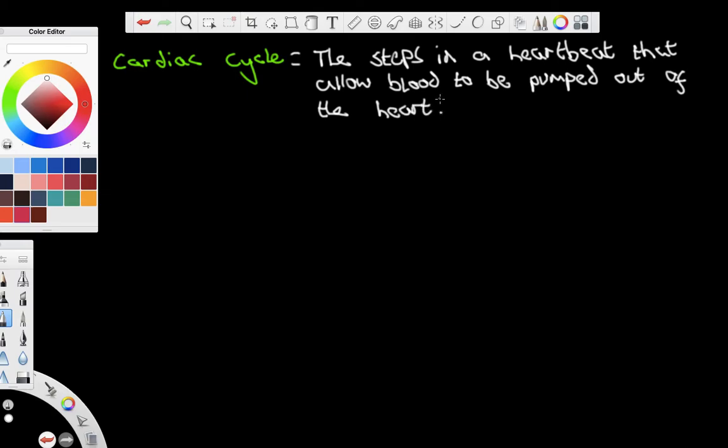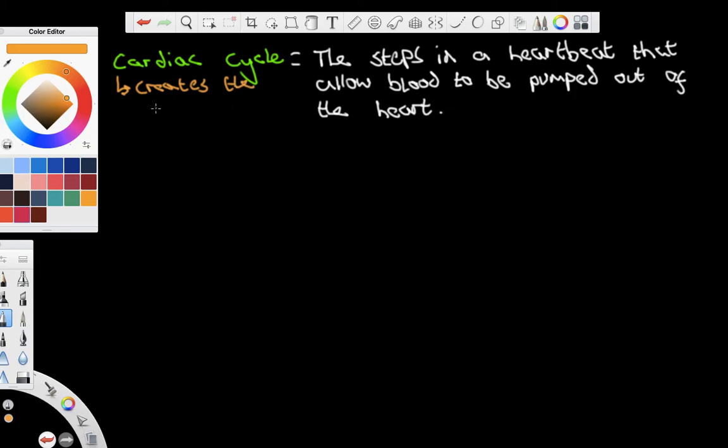So the cardiac cycle is the steps in a heartbeat that allow blood to be pumped out of the heart. When you watch films, or think of the heart in cartoons or kung fu movies in particular, you always see that a heartbeat goes dud-dum, dud-dum, dud-dum. That is the cardiac cycle. Your heart beats all the time, and it always gives off this specific sound, the dud-dum, dud-dum.